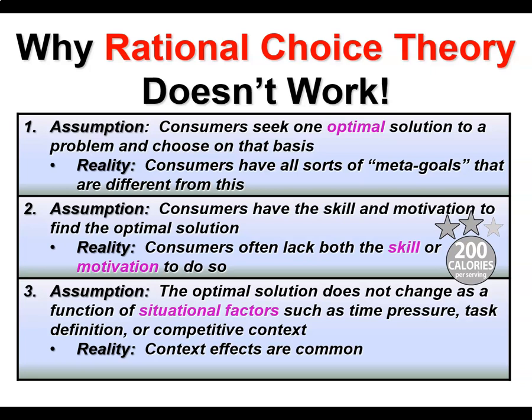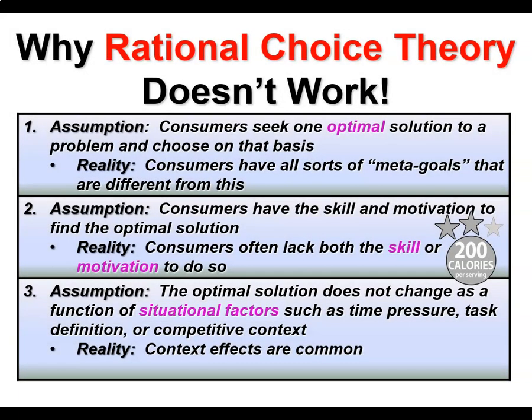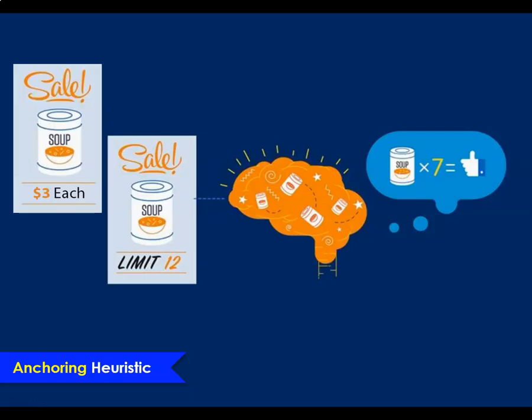The third assumption that suggests why rational choice theory doesn't work is that the optimal solution does not change as a function of situational factors, for example, time or task definition, or some sort of competitive context. And the reality is, context effects are very common. Let me give you some new information based on recent marketing and consumer research.